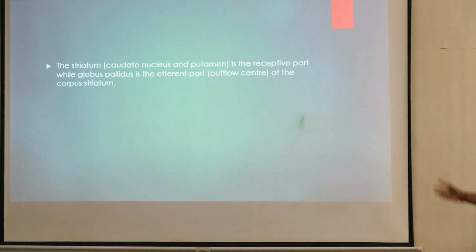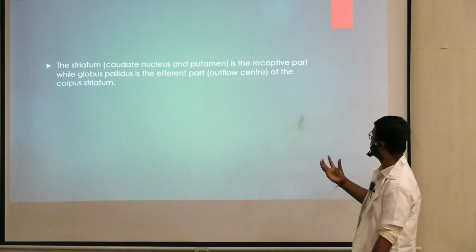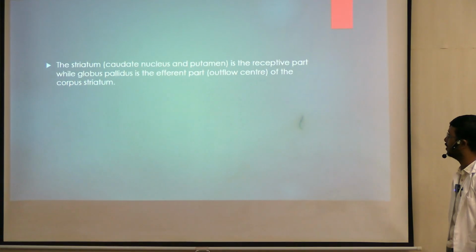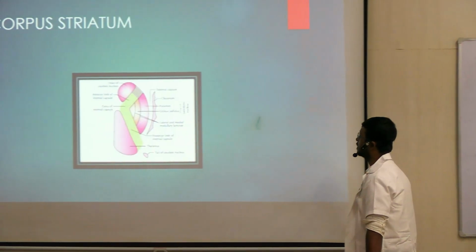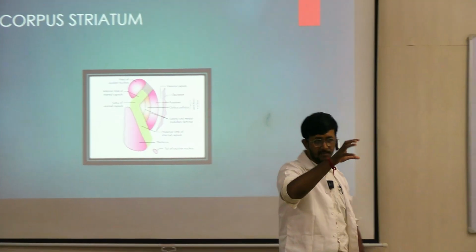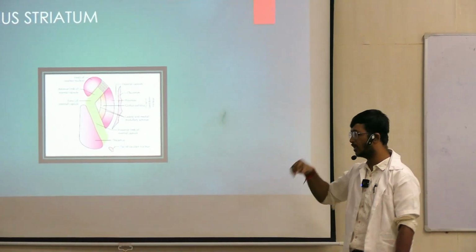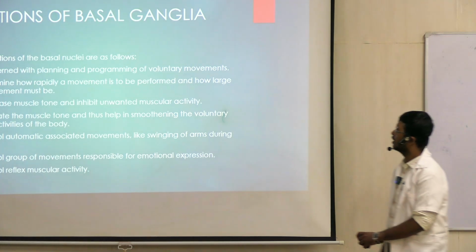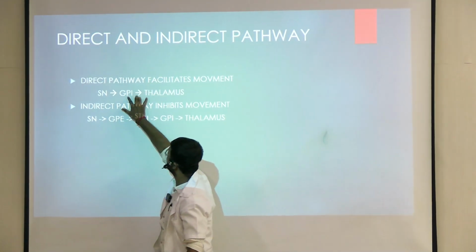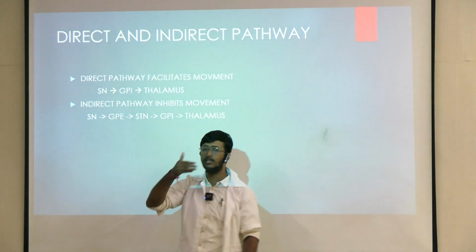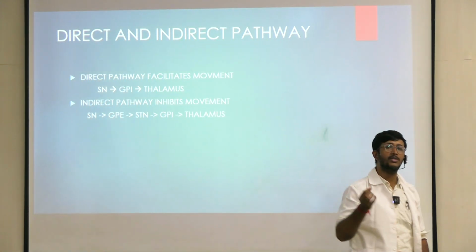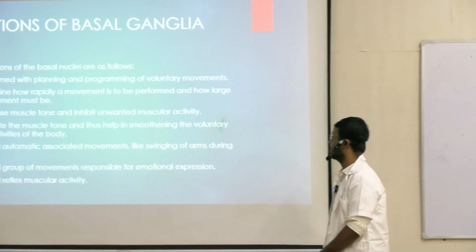Now here, the striatum, that is the corpus striatum, is basically the receptive part, and the globus pallidus is the efferent part, that is the outflow center of the corpus striatum. So what it is telling is that the corpus striatum as a whole will be receiving information, and through this globus pallidus it will be delivering the information like this. See here, we are delivering the information through this globus pallidus. So this is the efferent pathway, that is for functioning. And for efferent pathway, we are using your corpus striatum.